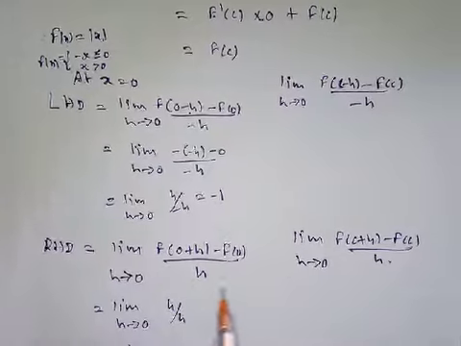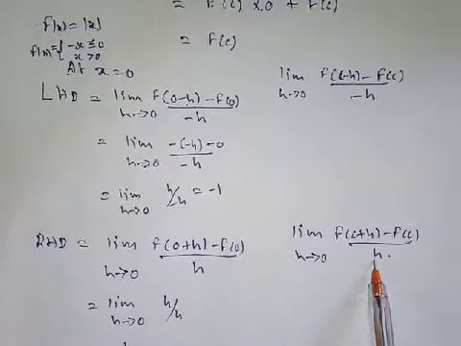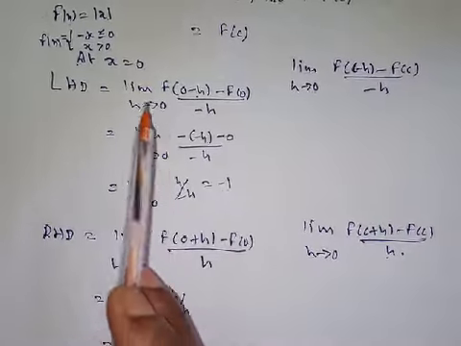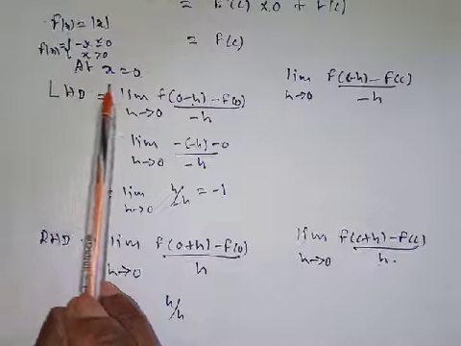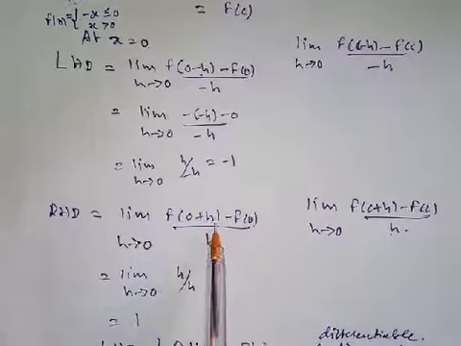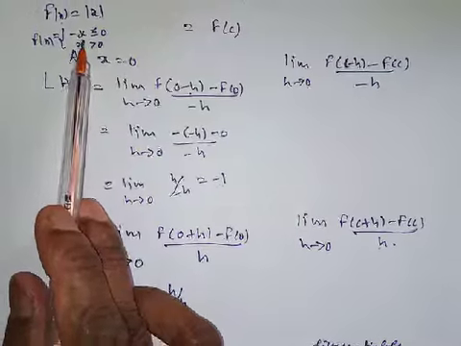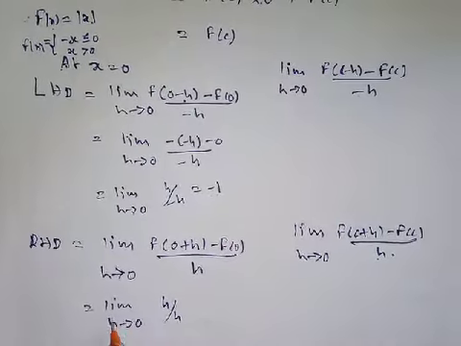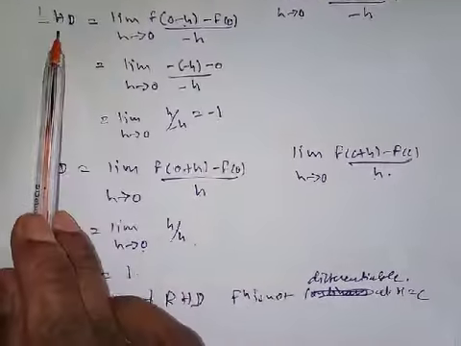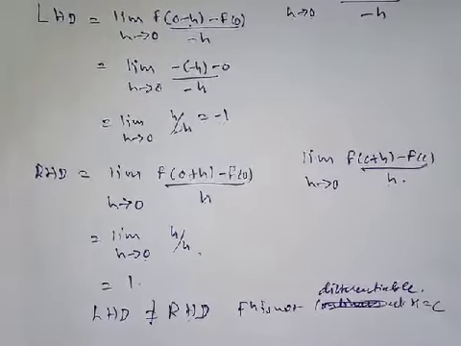Let's see RHD. What is the definition? Limit x tend to 0, f(c plus h) minus f(c) upon h. In place of c, what do you have to write? 0, because we are checking the differentiability at x is equal to 0. So put limit x tend to 0, f(0 plus h) minus f(0) upon h. For x greater than 0, f is x, so it is h. Limit x tend to 0, h upon h, and h upon h is 1. So you can see LHD is not equal to RHD. So the function is not differentiable at x is equal to c.